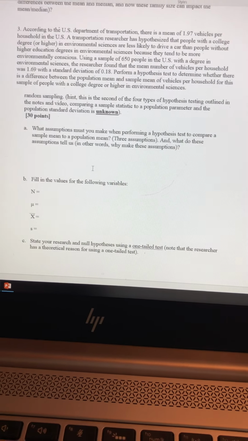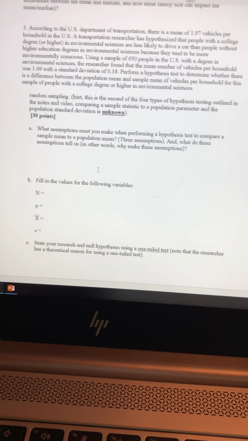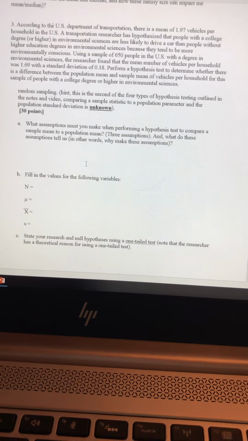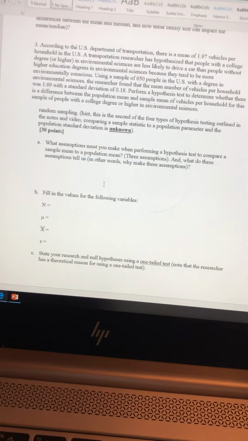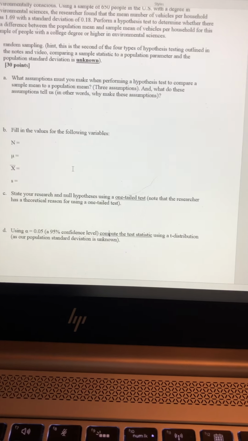So I'm going to let you kind of go on the assumptions. That should be okay. Those are directly in the slides. Please know the assumptions you have to make in order to do this testing. That should be pretty clear. Filling in the values for the following variables, that's easy too. That's just reading the question. That's just what I did here.